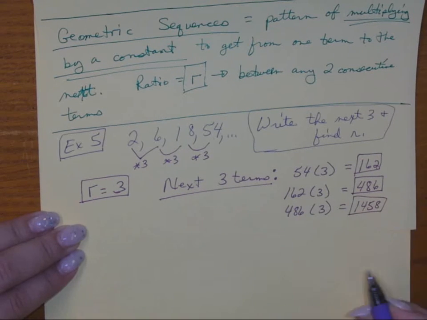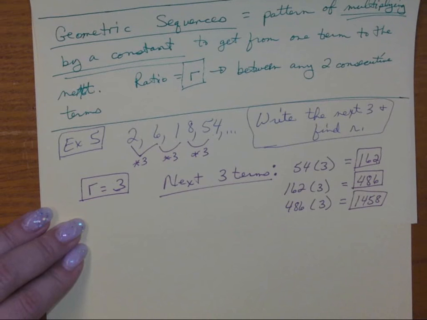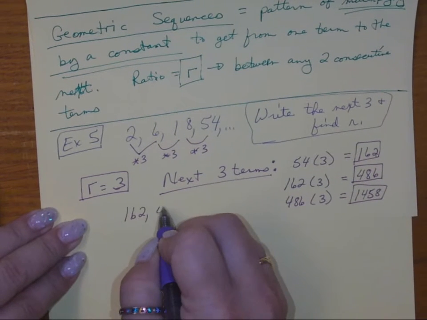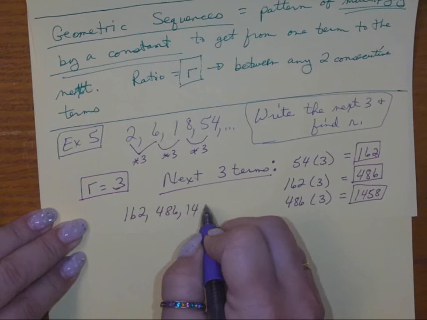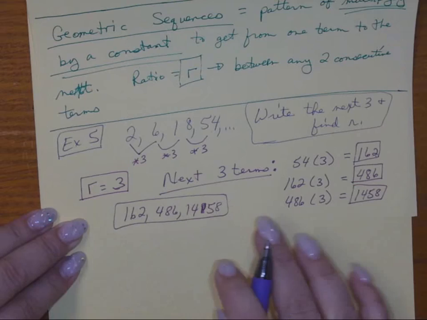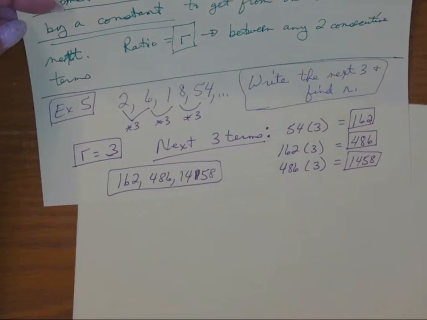So check my arithmetic on those. 162, 486, 1458. That's what I think the next 3 terms are. You can check me, 14, 58. Check me and see. All right. So we found the R, and we've got the next three terms. Move that up.